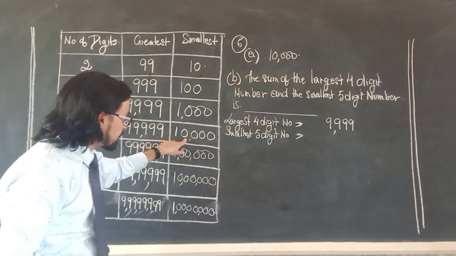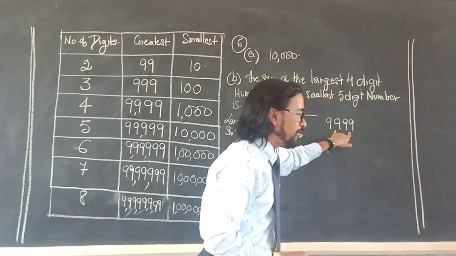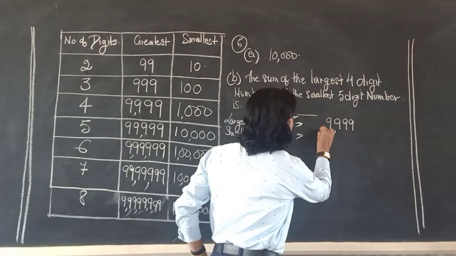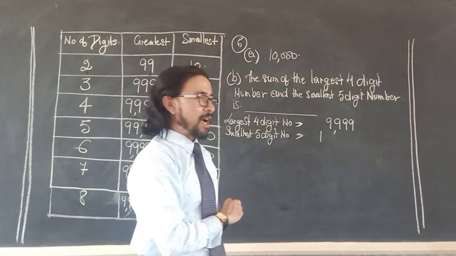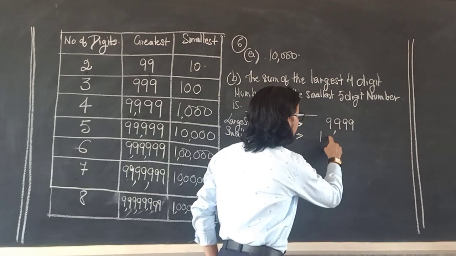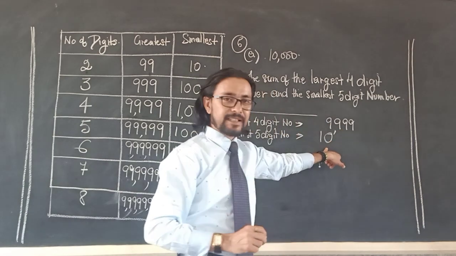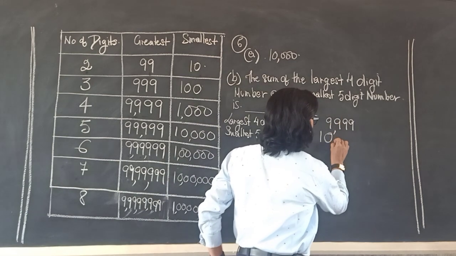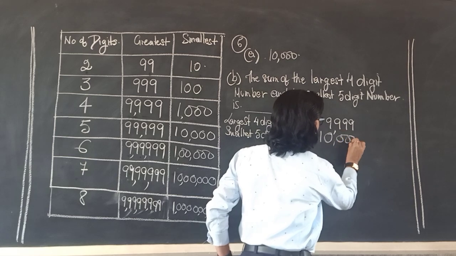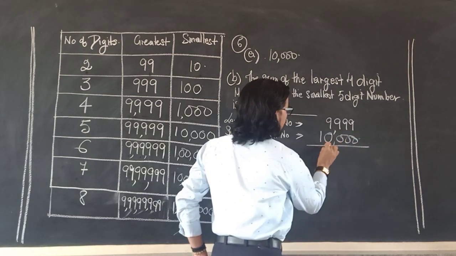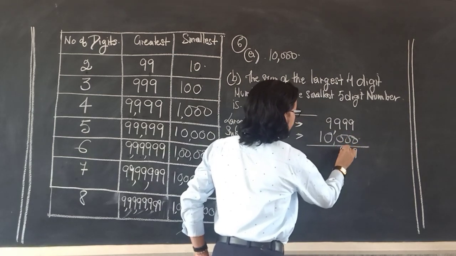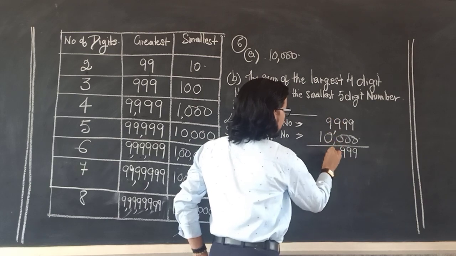Now I have to put this 10,000 under this 9,999. Remember, the 1 will come in the empty space. I can't put the 1 here because this is 9,000. Under 9,000 will come 0. So that this is 9 and this is 10,000. So 9,999 plus 10,000 gives me 9, 9, 9, 9 plus 0, 9 and 1.